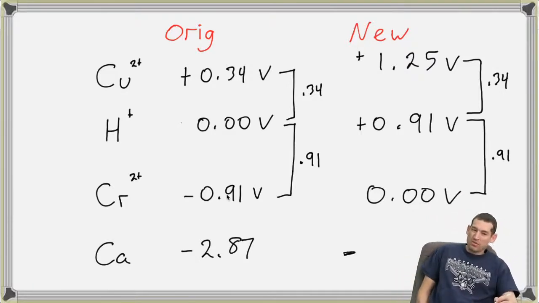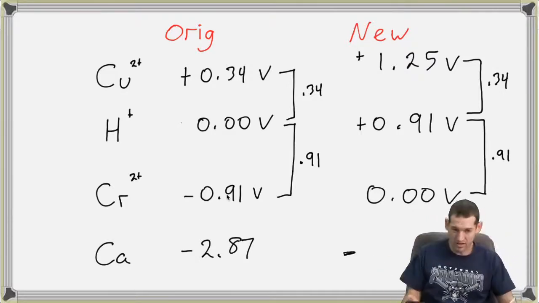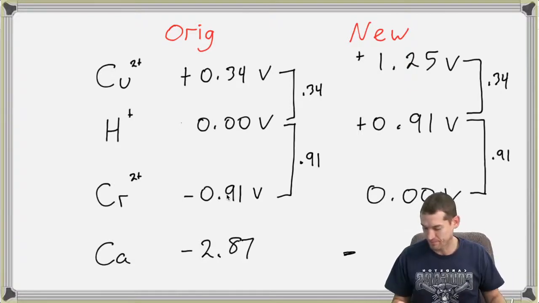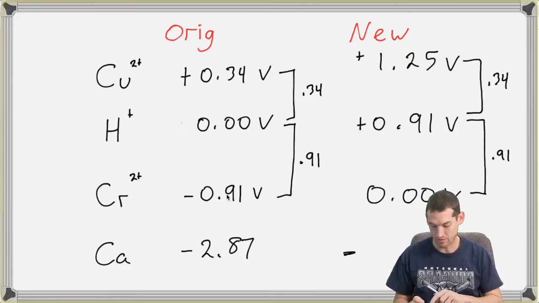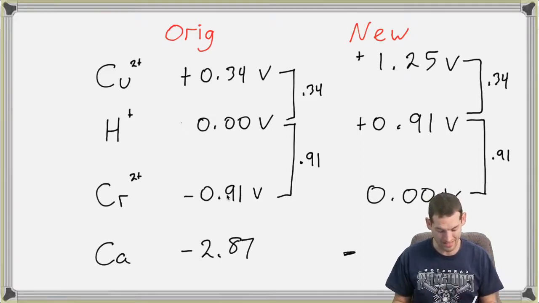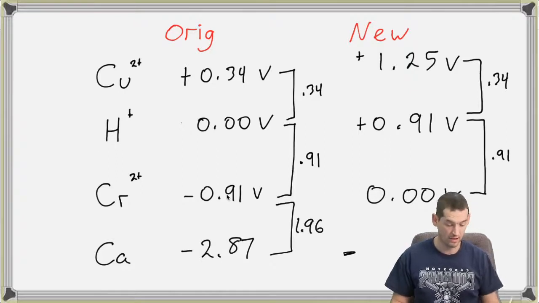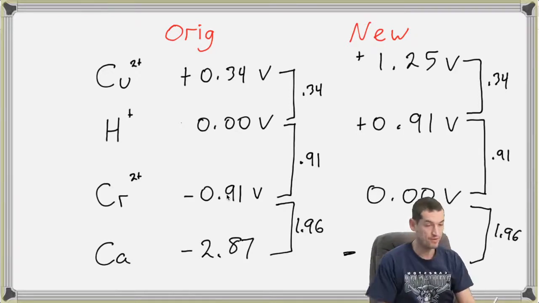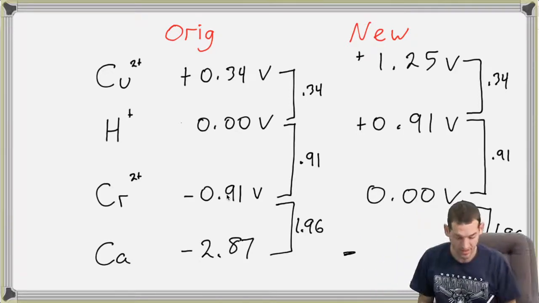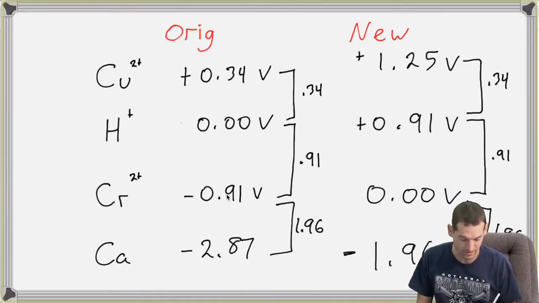And I don't want to use my brain right now, so I'm going to break out a calculator. So we've got 0.91 negative, 2.87 negative. So that's a 1.96 difference between them, which means over here, it also has to be a 1.96 difference. So this one's going to end up being a negative 1.96 volts.